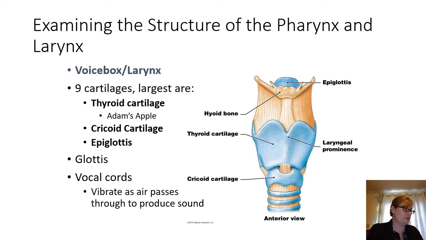Sorry. I wanted to give you a page number. 534 in your lab manual.